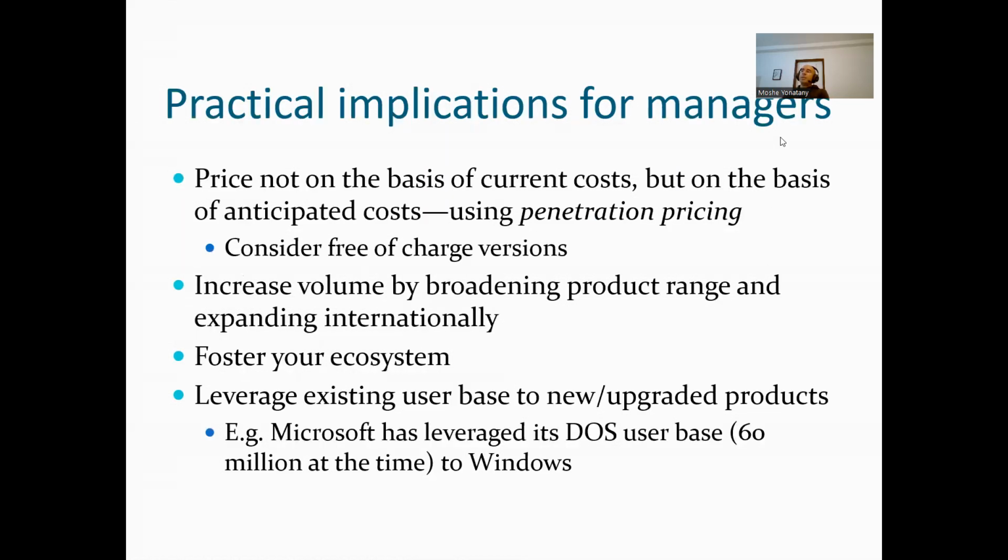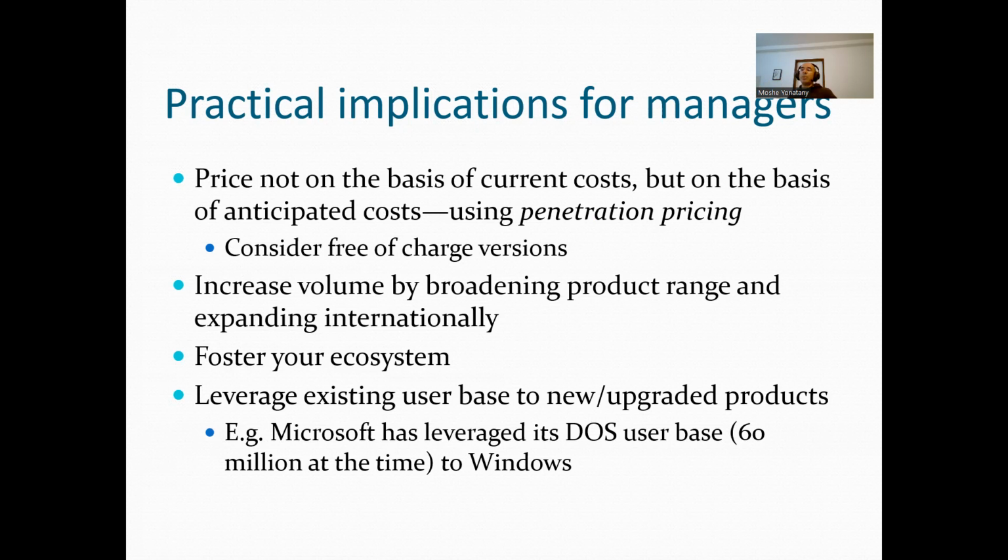So what are the practical implications? First, we have to price not on the basis of current costs, but on the basis of anticipated costs. In other words, penetration pricing, in other words, very low prices or even zero. The main strategic goal is to get to the largest user base possible. Of course, we increase volume by broadening the product range, so we'll have different versions of the same product. As you know, it's easy to do because of the digital format. We will also try to expand internationally, again, to increase the size of the user base.